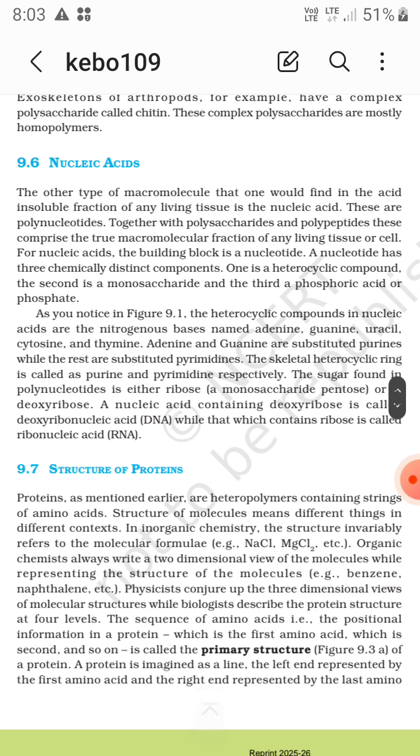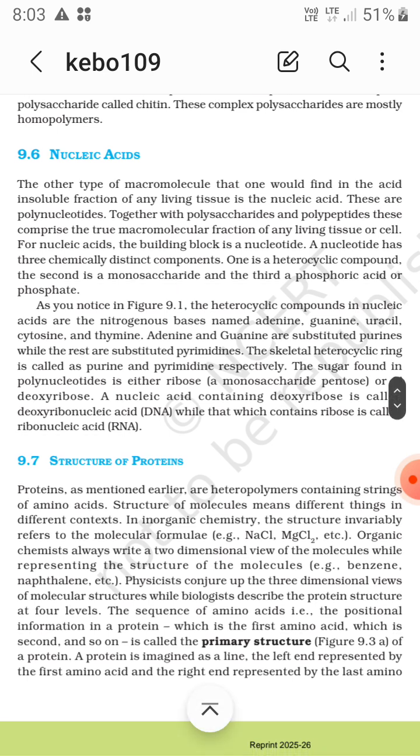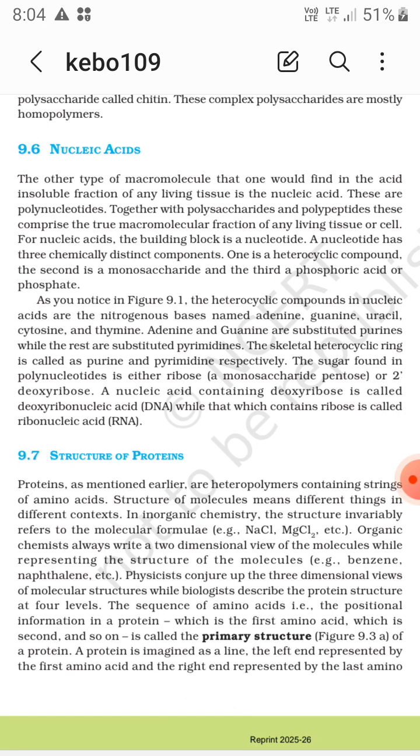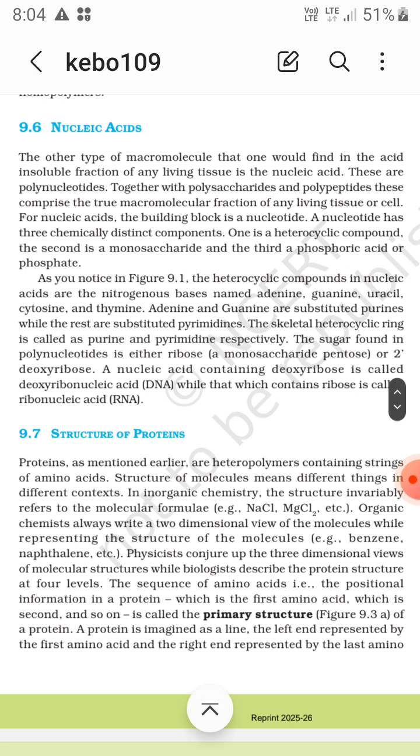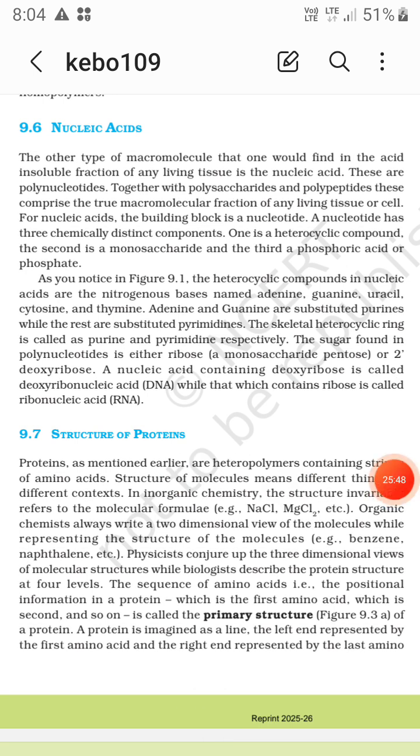Now the heterocyclic compounds in nucleic acids are the nitrogenous bases named adenine, guanine, uracil, cytosine, and thymine. Adenine and guanine have two heterocyclic rings, and uracil, cytosine, and thymine, the pyrimidines, have one heterocyclic ring. Adenine and guanine are substituted purines, while the rest are substituted pyrimidines. Now the skeletal heterocyclic rings are called purine and pyrimidine respectively.